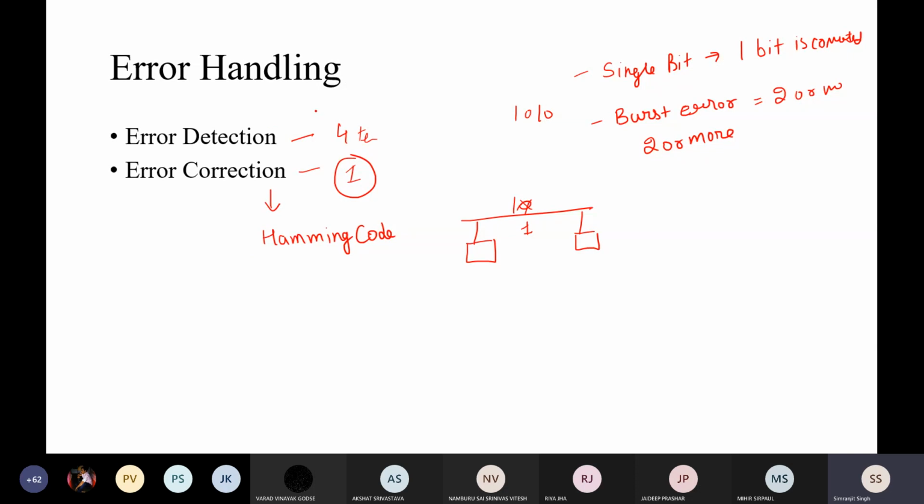Okay, so in error detection, we only know that some data is corrupted, but we do not know where. I only know that there is a problem or a corruption in the sent data, but I do not know where the corruption is. I may be able to detect that there is some error, but I will not be able to figure out at which part, or whether it's a single bit error or a burst error.